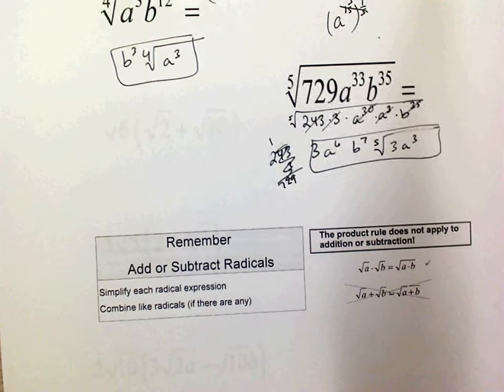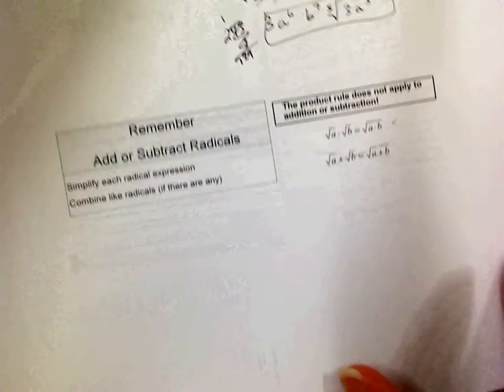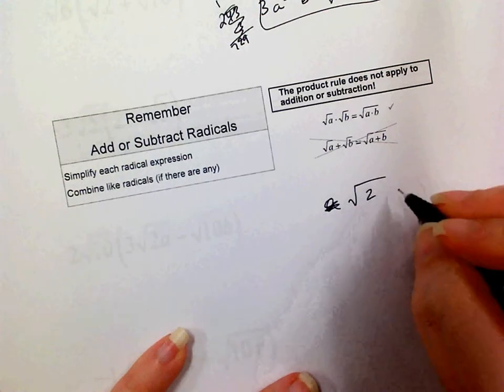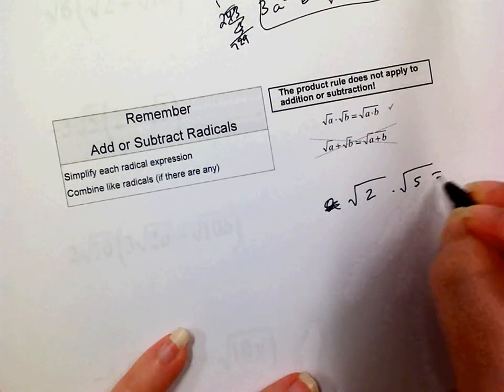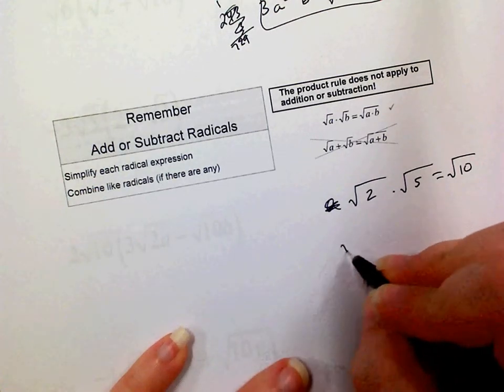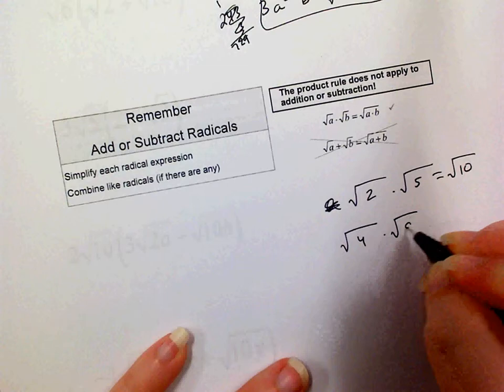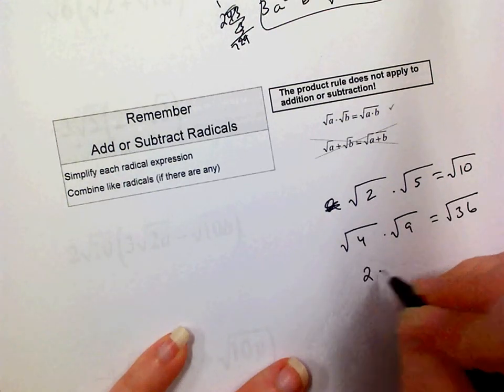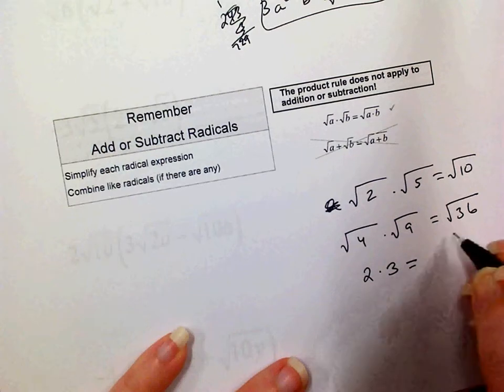Just as a little reminder, the square root of 2 times the square root of 5 is the square root of 10, because you can multiply inside. Just like saying the square root of 4 times the square root of 9 is the square root of 36, and I can check that because the square root of 4 is 2, the square root of 9 is 3, and the square root of 36 is 6, and 2 times 3 is 6.